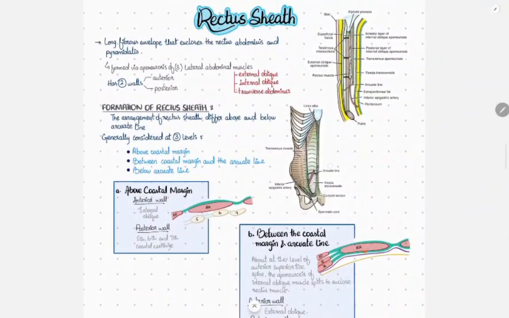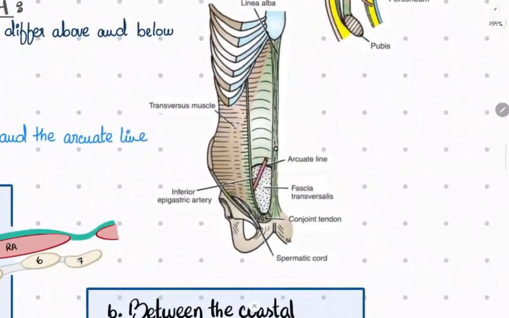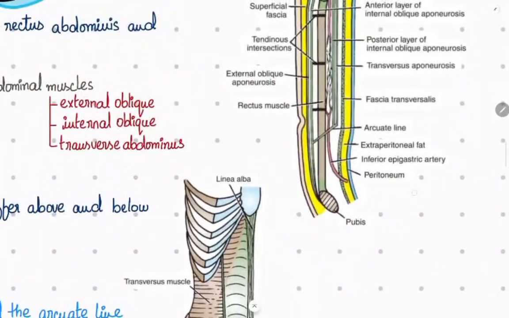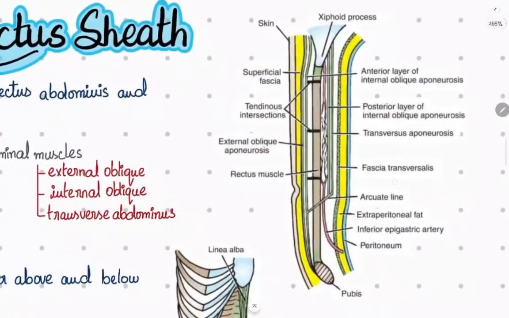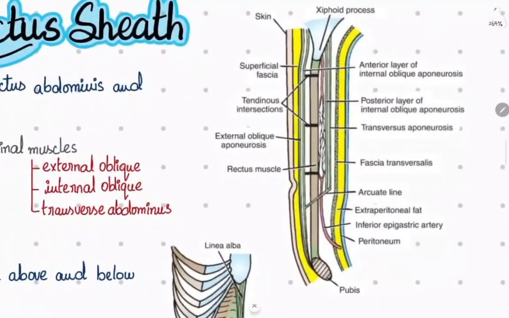Now, as you can observe here, this is our arcuate line, and the inferior epigastric vessels are piercing the rectus abdominis here. This arcuate line indicates that the posterior lamina of the rectus sheath has ended and has moved anteriorly. Now, as you can see here, it is one of the best diagrams for the illustration. The first level is just below the costal margin.